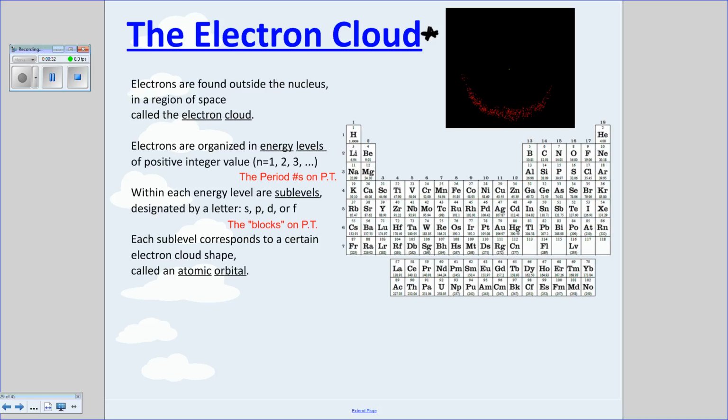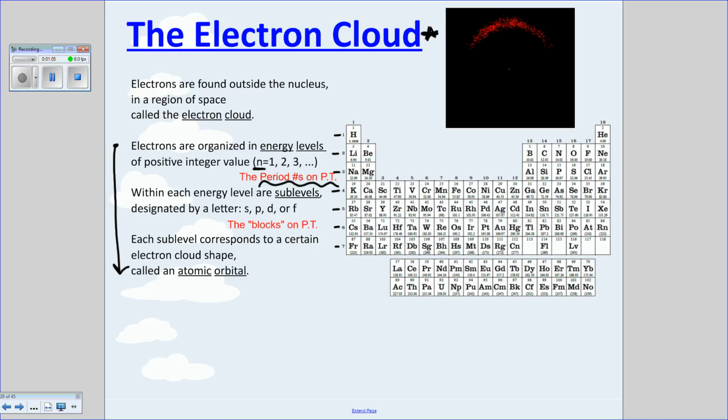We're going to organize it in three basic organizational tools or levels, so to speak. They're going to go from more vague down to more specific. The first organizational level is our energy level, and it's notated with an N, which is a positive integer: 1, 2, 3, 4, 5, 6, or 7. Those also happen to be the periods on your periodic table. So we've got energy level 1, 2, 3, 4, 5, 6, and 7.